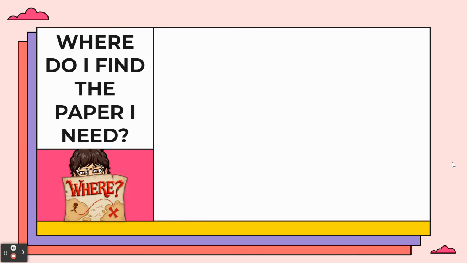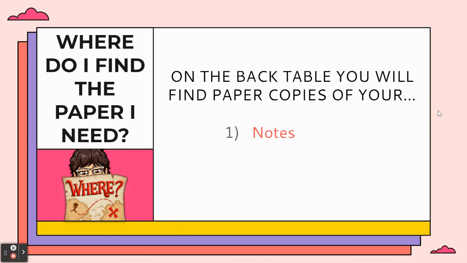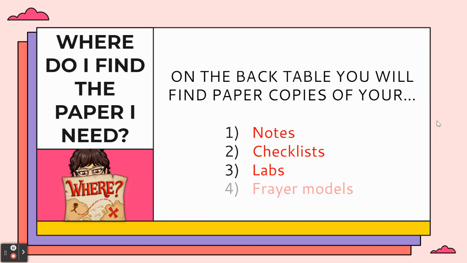All right, so where do you find the paper that you need? Where do you find the checklist, the notes, the lab documents, Frayer models, teacher, parent? You got a little exposure to this last week when we did the scavenger hunt. It's all on that back table. You can turn around right now and look at that back table. That's where you can find all of the paper that you need: your notes, your checklists, your labs, your Frayer models, and teacher parent. All right, pause the video and write that down and then press play to continue.